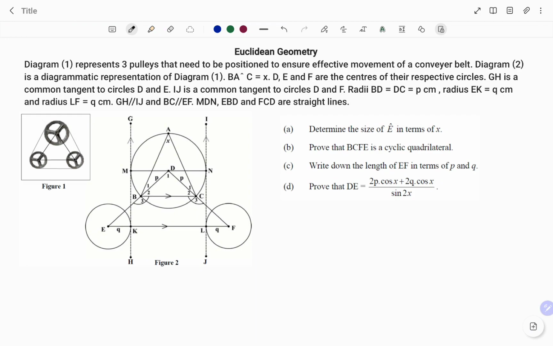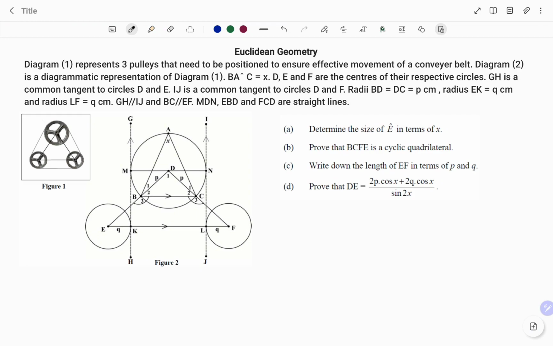Diagram 1 of figure 1 represents three pulleys that need to be positioned to ensure effective movement of a conveyor belt. Diagram 2 is a diagrammatic representation of diagram 1. Angle BAC is equal to x. D, E, F are the centers of their respective circles. GH is a common tangent to circles D and E. The line IJ is a common tangent to circles D and F.